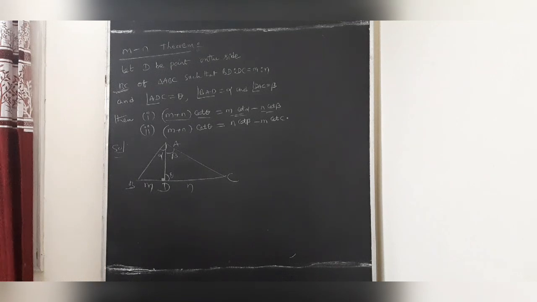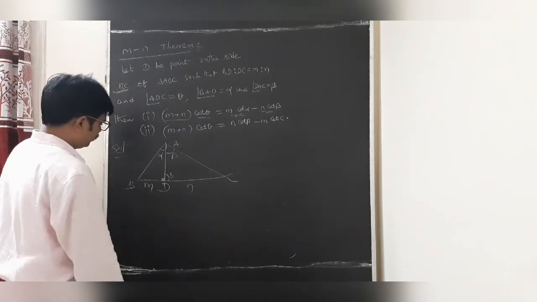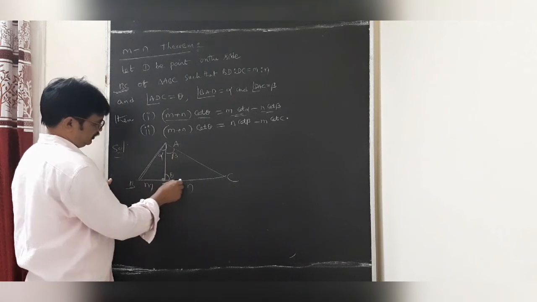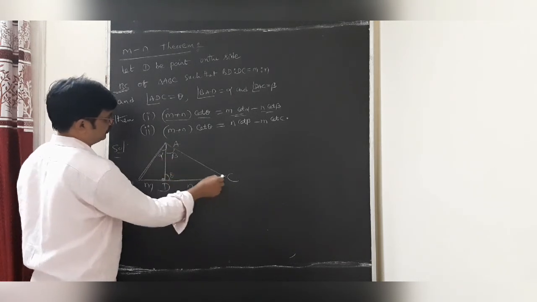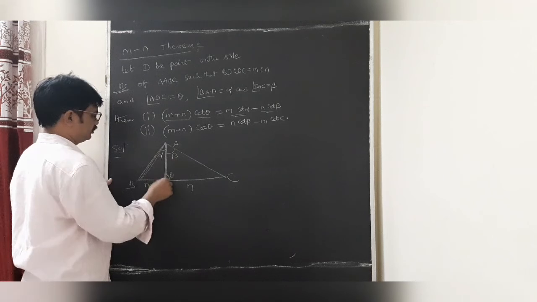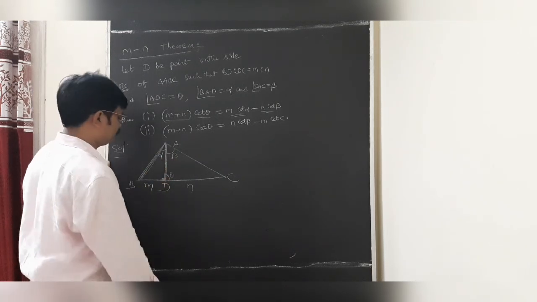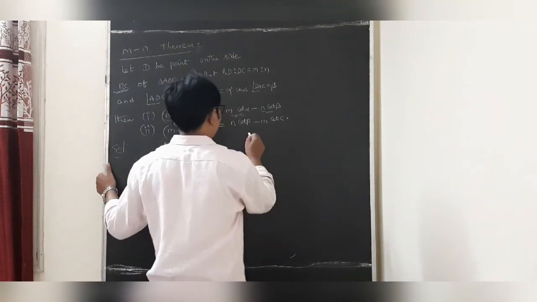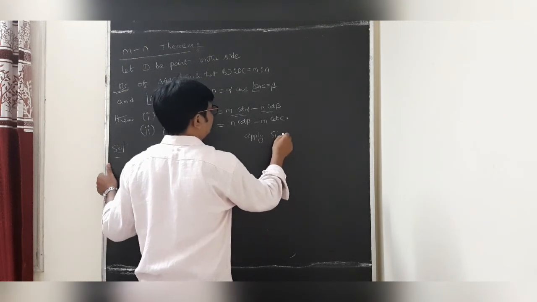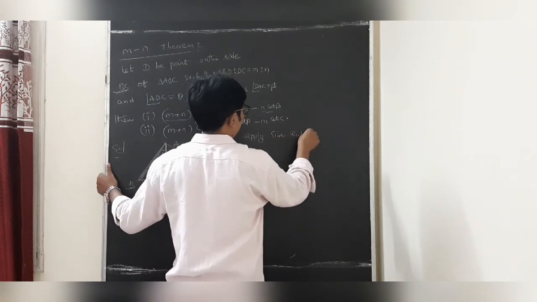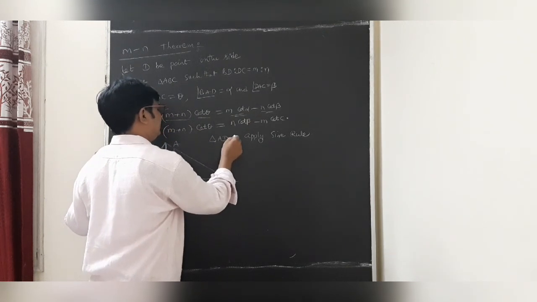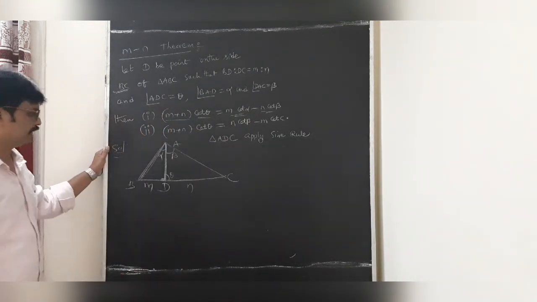So, dear students, there are two triangles. AD divides the triangle into two triangles. Now, this is the first one. Dear students, apply the sine rule. My dear students, now we can apply the sine rule for the triangle ADC.